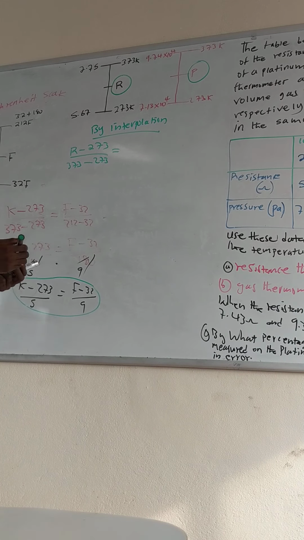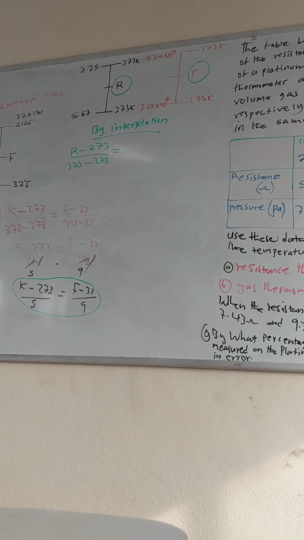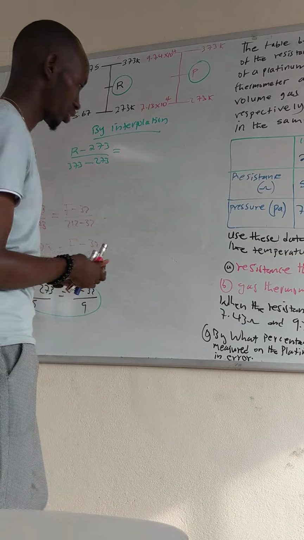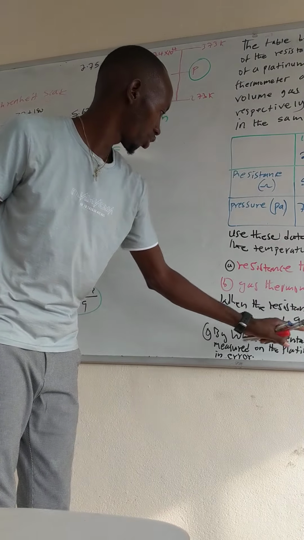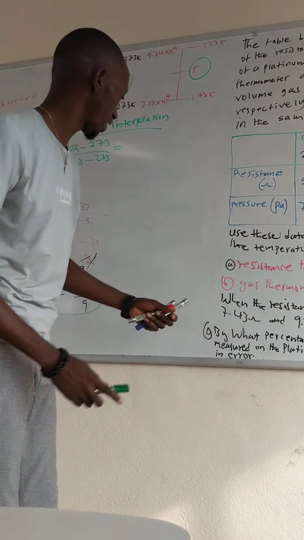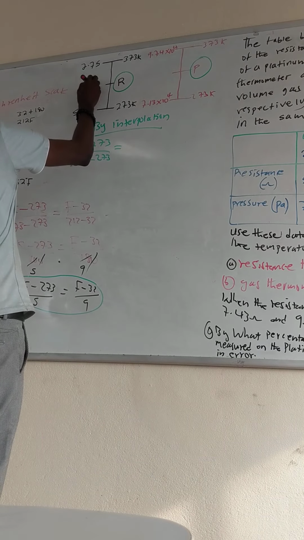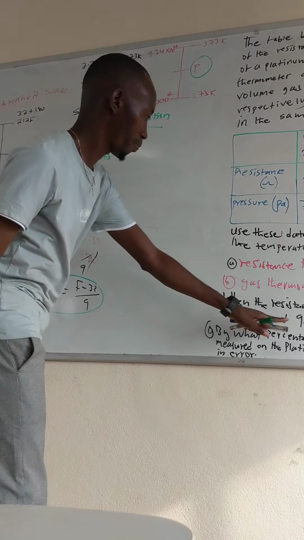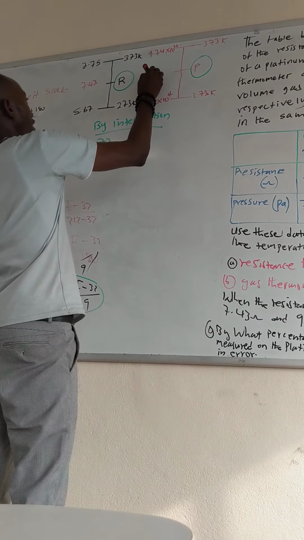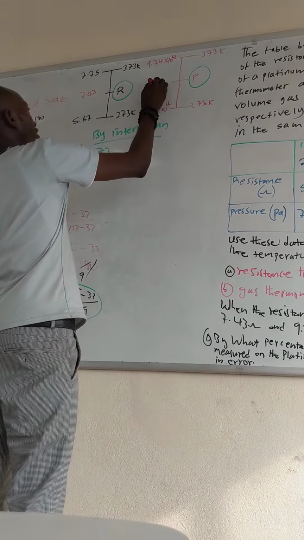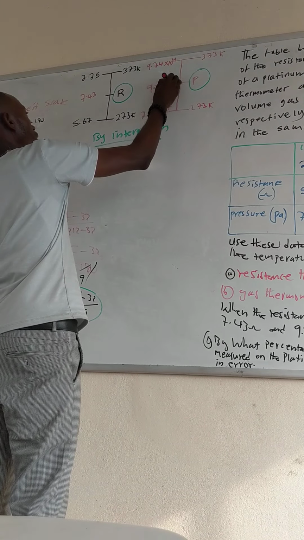So since we have this, but there is something we need here again. Let's go through the question. When the resistance and pressure are this, the resistance at this point is 7.43. So the resistance is given as 7.43, and the pressure is given as 9.33 times 10 to the power 4.